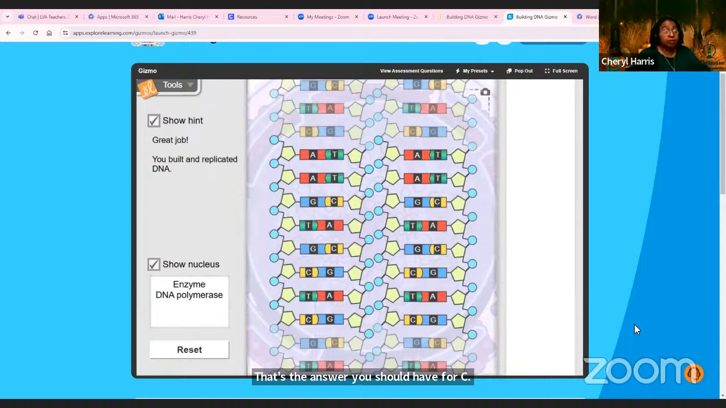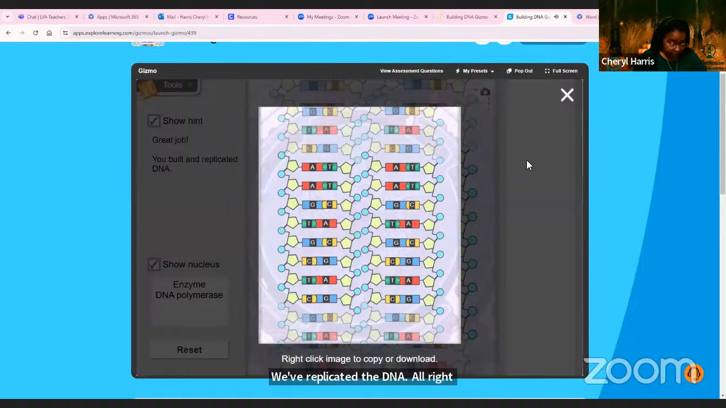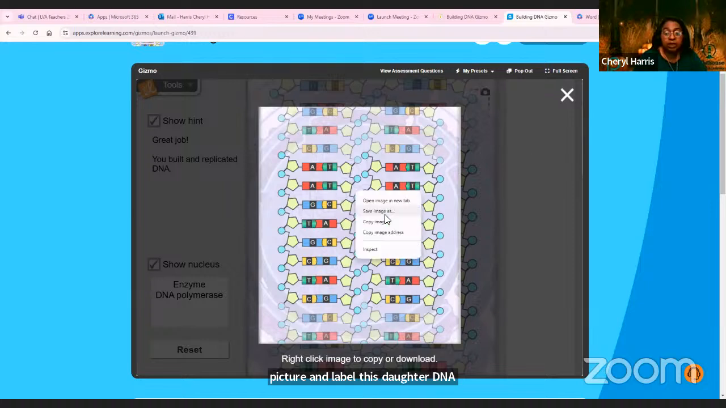So it opened up. Remember when we did mitosis, we said DNA replicates, so it makes an exact copy of itself. So at the end of mitosis, the two cells had exactly the same information. So we just went through replication. We replicated the DNA. All right, the next one says, click on the camera, take a picture, and label this daughter DNA molecule. So I'm going to do the same that I did before.